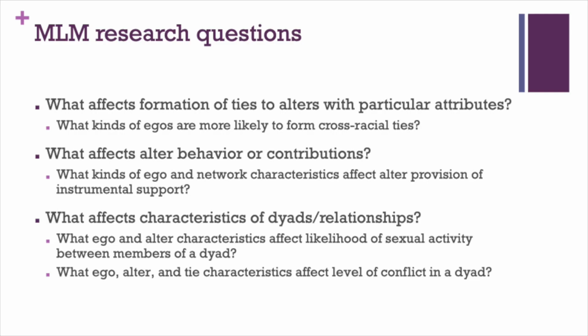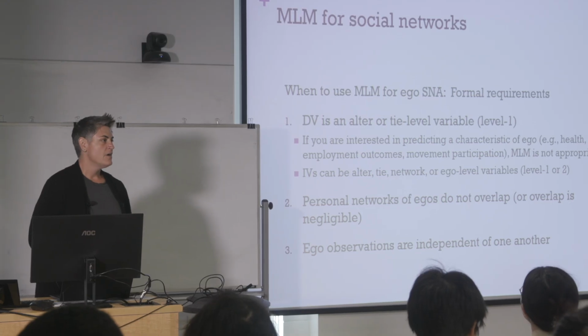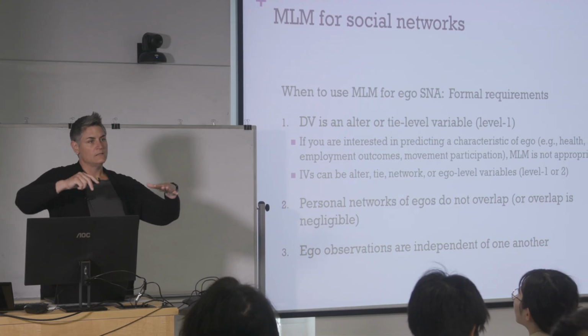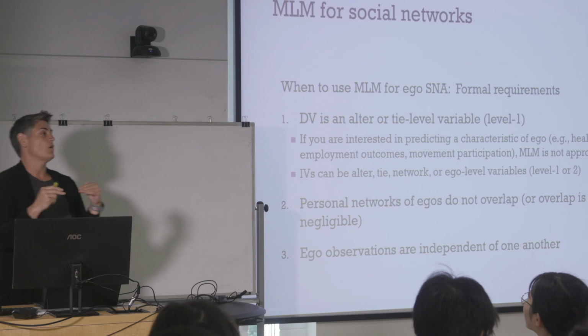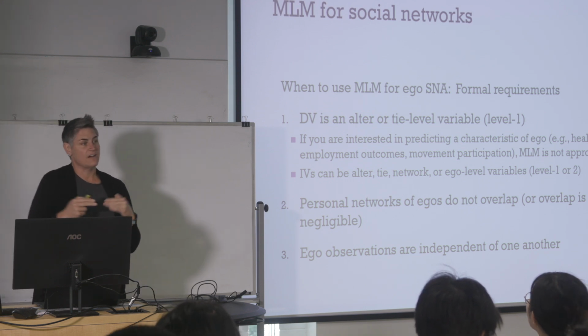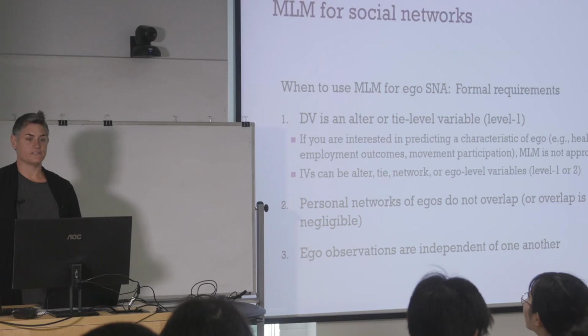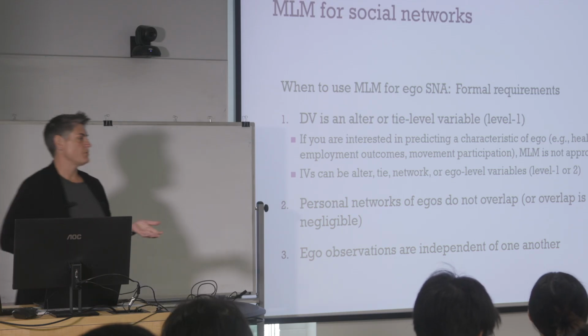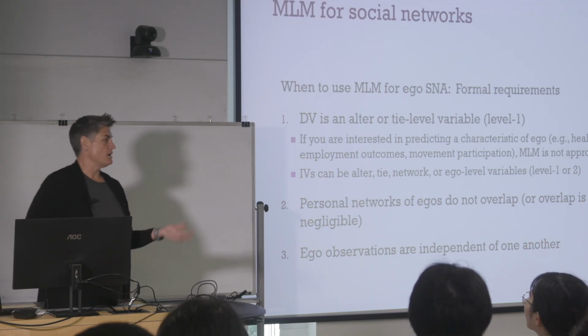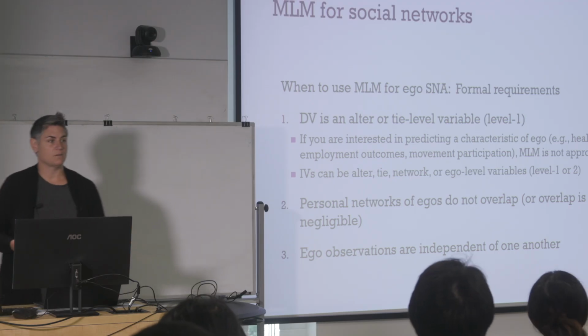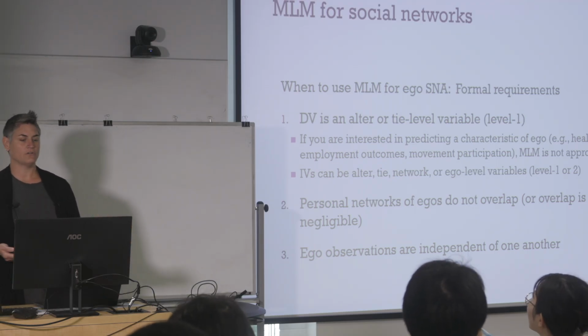So I'll just start with the boring stuff, which is when you can use MLM for ego network analysis. There are some formal requirements. The most important one is that your dependent variable is an alter or a tie level variable. If we think about level 1 being the alters, and level 2, like an apartment building, being your egos, your dependent variable has to be at the alter level. So it needs to be a characteristic of the alter, or a characteristic of the dyad that varies across egos.